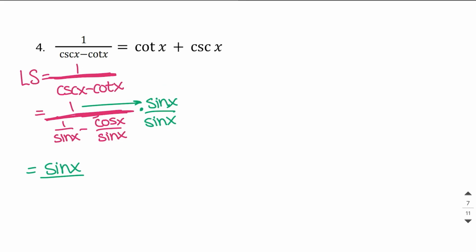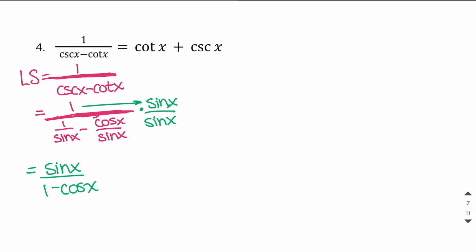So I'm still multiplying by 1. Everything is still equivalent to the line above it. So when I multiply sine of x to 1 over sine of x, the sine of x's cancel, so I get a 1. And then when I multiply sine of x to negative cosine of x over sine of x, the sine of x's cancel here, so I get negative cosine of x.